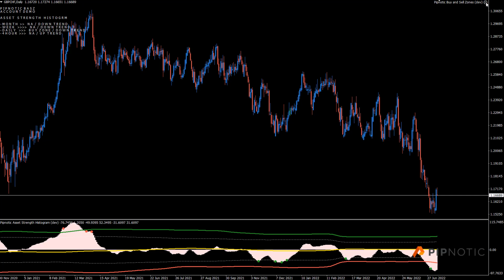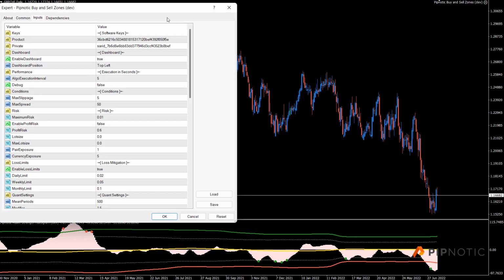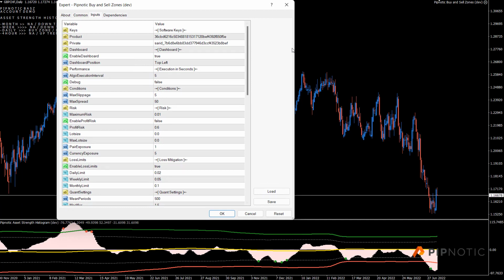You bring up the settings simply by clicking on the face here. Here we can see we have the keys, the product key and the private key. The product key is the one that's available in your downloads. This is updated on the first day of every month. The private key is the one that you receive when you signed up, and this value never changes. We have the dashboard, whether it is enabled, and the location of it. We want it at the top left side of the chart.